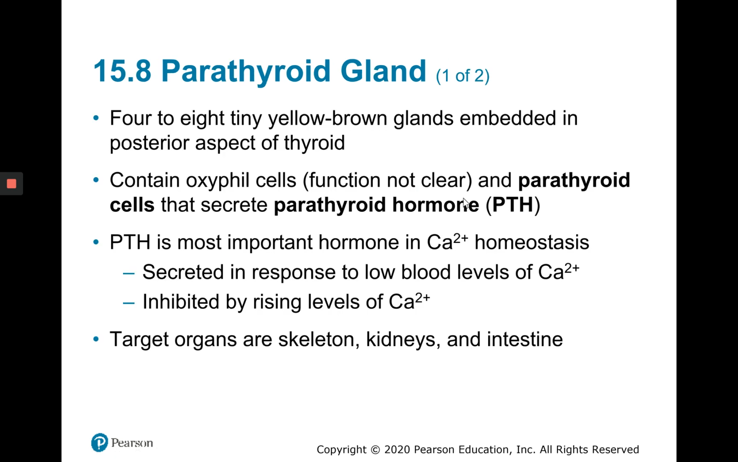All right, before we move on to the parathyroid gland, let's just abbreviate what we talked about with the thyroid gland. We know where it's located. It's anterior to the trachea, below the larynx. It has two lobes connected by a piece of tissue called the isthmus. It has a great blood supply and produces three hormones, T3, T4, and calcitonin.